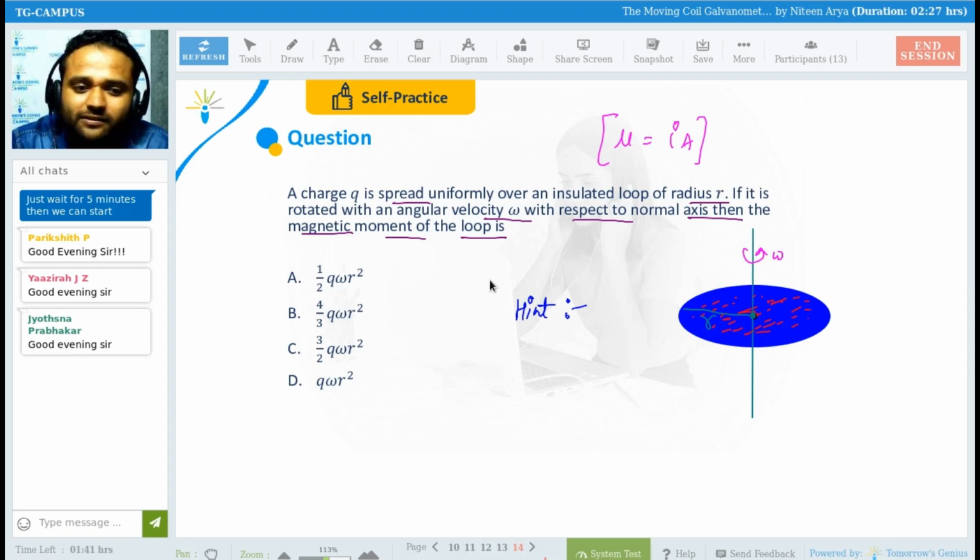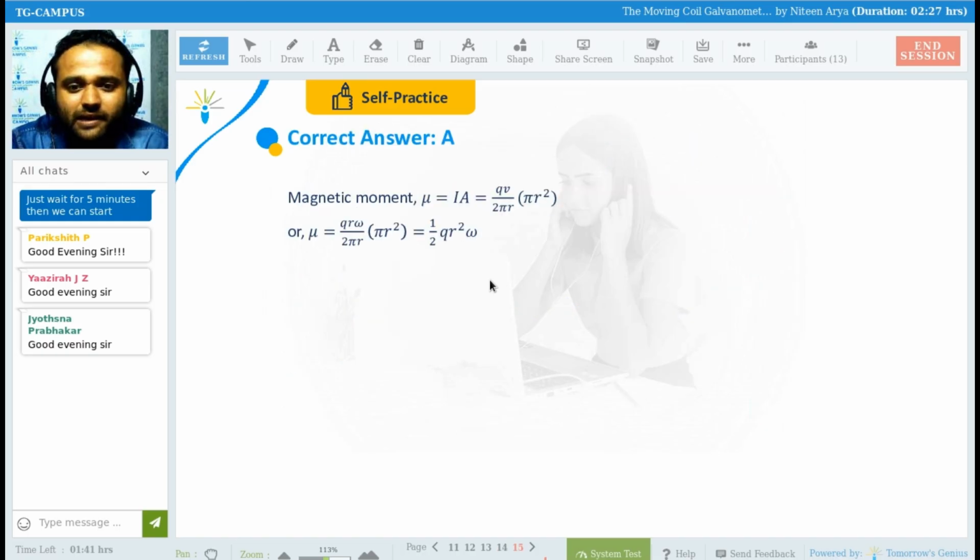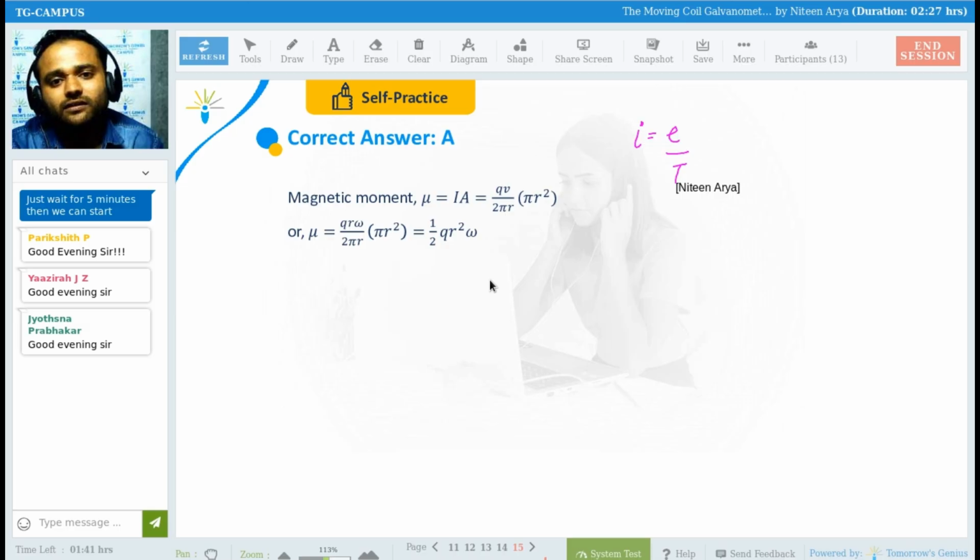So option A is correct. Sir, is it A? Yes, beta. Option A is correct. Magnetic moment mu equals IA. I, as we know, is E by T, or instead of E, sorry, we don't have E here.